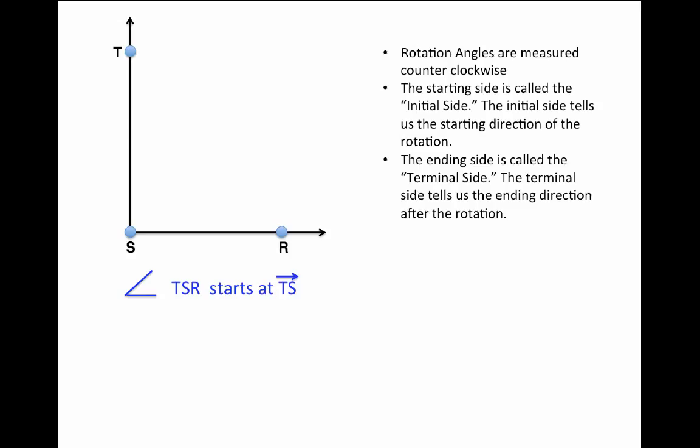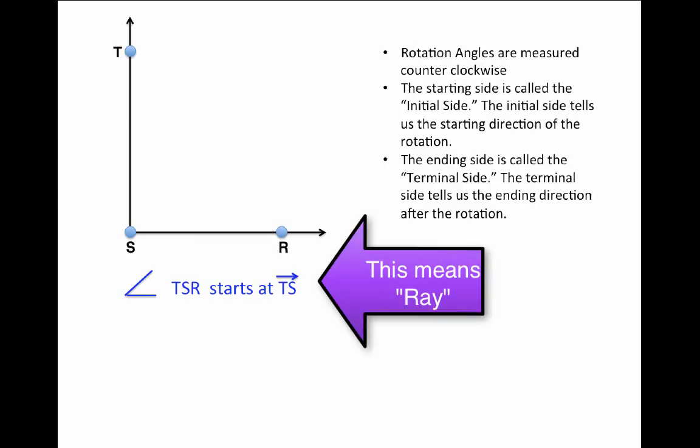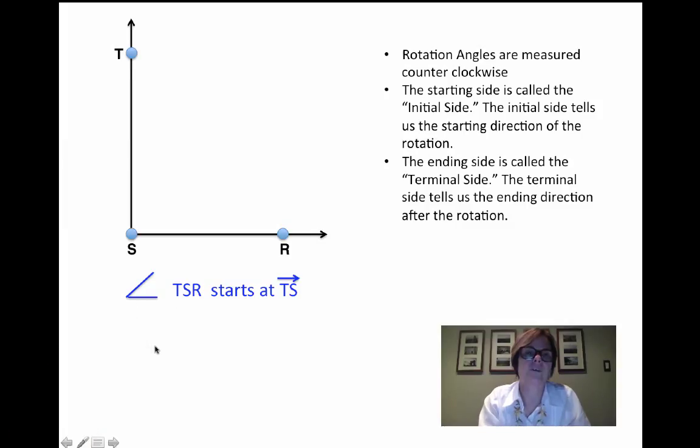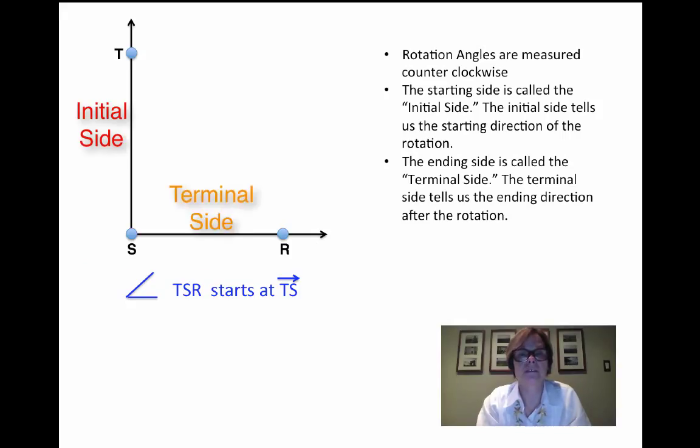All right, now rotation angles are measured counterclockwise. So let's think about this. Down here it says angle TSR starts at TS, and the little ray above the TS tells us that we're talking about a ray. The mini angle here tells us that we're talking about the angle itself. Now, the starting side is called the initial side, and where the angle ends up is called the terminal side.